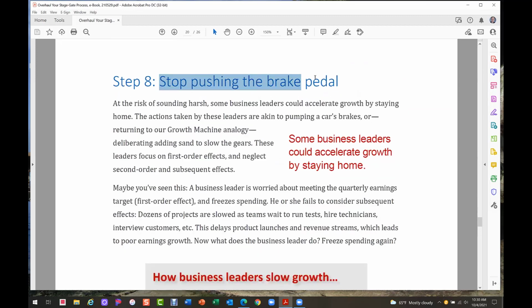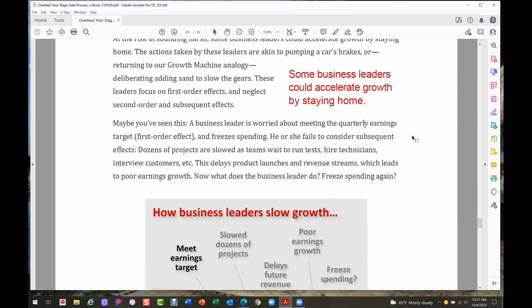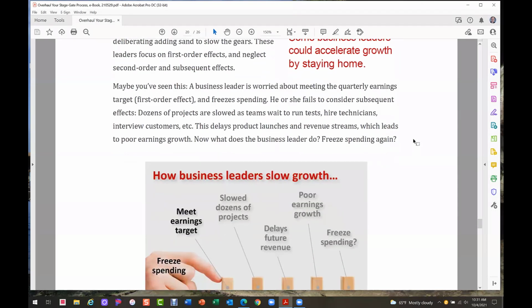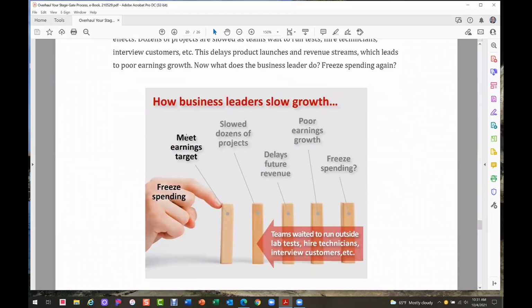Now, the next one, stop pushing the brake pedal. So my goal in white papers is to insult people. Some business leaders could accelerate growth by staying home. And I hate to say it, but it's true. They're doing all of these things like spending freezes and hiring freezes and travel bans and all this stuff, and they do it to meet the earnings target. That's the first domino. That's the first order effect. But the second order effects are they slow their projects, it delays their revenue, they get poor earnings growth. Now what do they do? Freeze spending again.